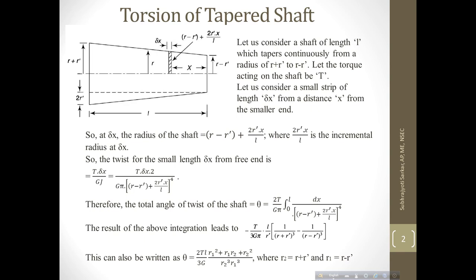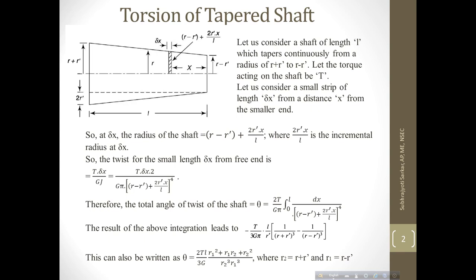because for the total length we need to find the angle of twist. For a tapered shaft the angle of twist is not constant, but for a normal continuous shaft which is not tapered, the angle of twist is constant. But this is a tapered shaft, so the angle of twist is not constant. Therefore it is the integration of 2T by G pi from 0 to L of dx by r minus r dash plus twice r dash into x by L whole to the power 4.